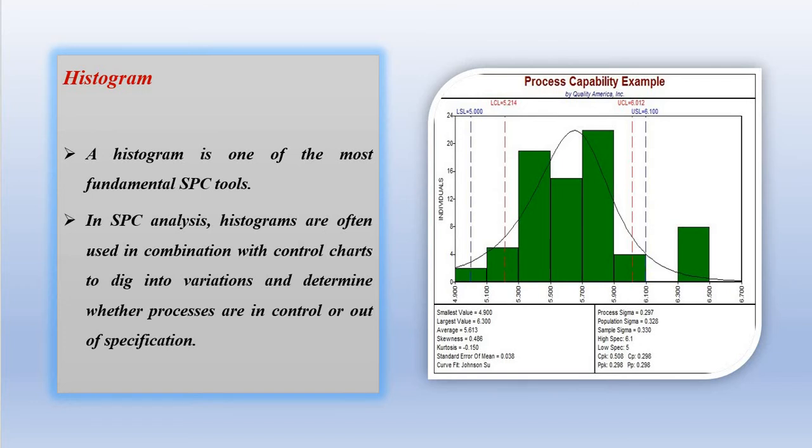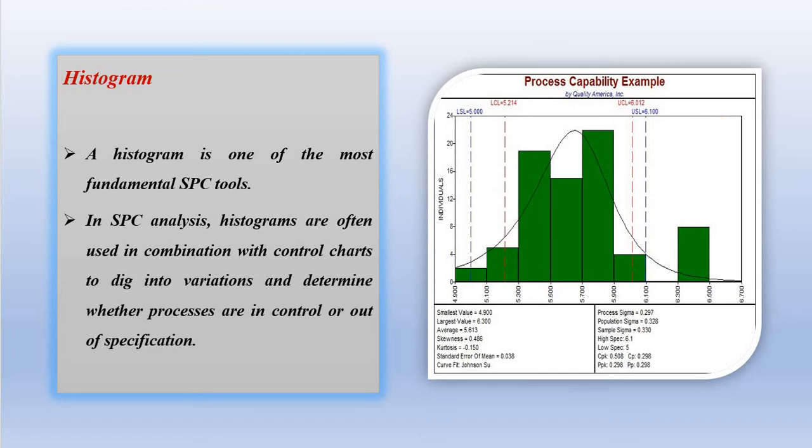The first one is the histogram. It is one of the most fundamental SPC tools, as well as the most fundamental graphical representation of statistical data. In SPC analysis, histograms are often used in combination with control charts to dig into variations and determine whether processes are in control or out of specification.